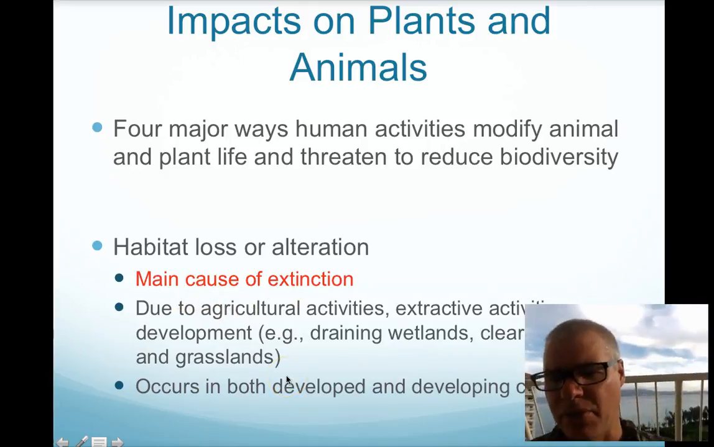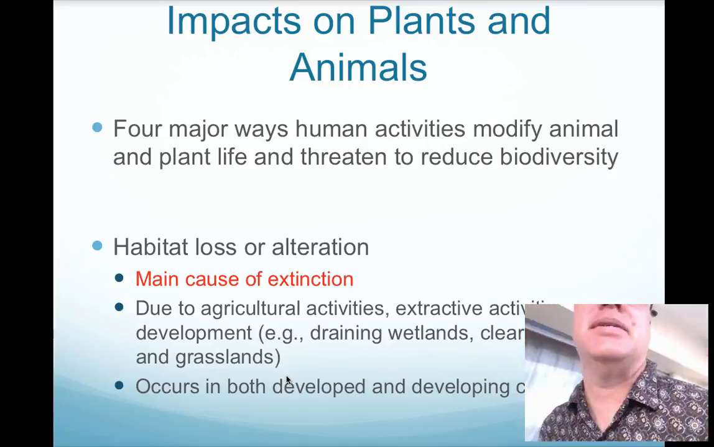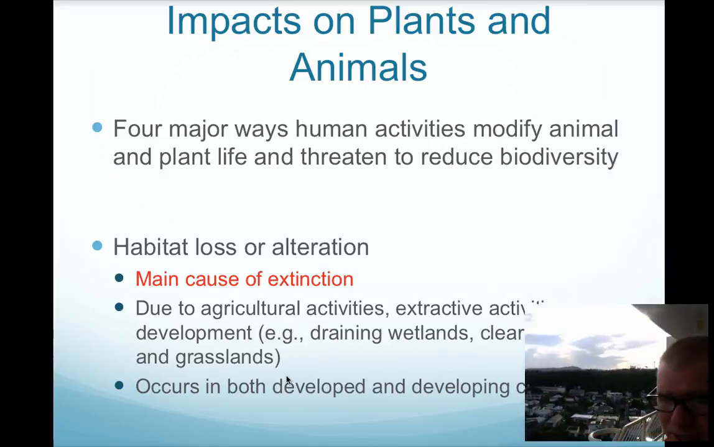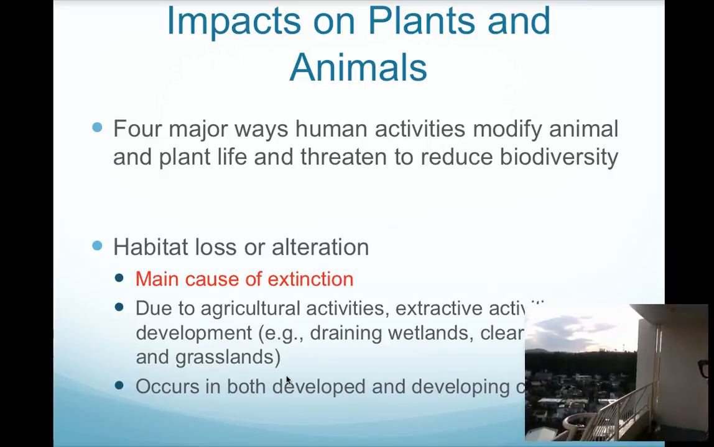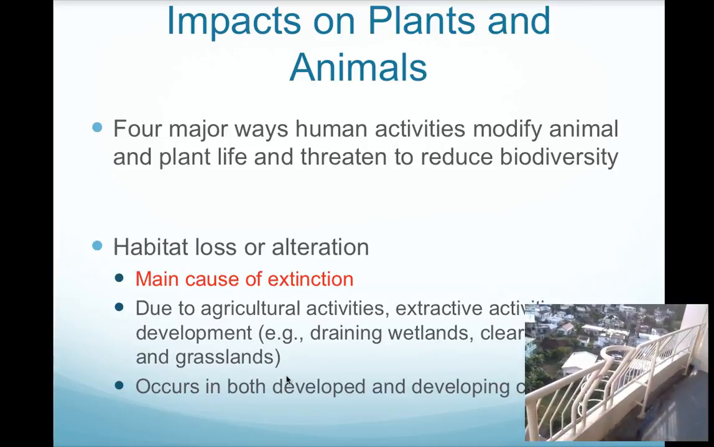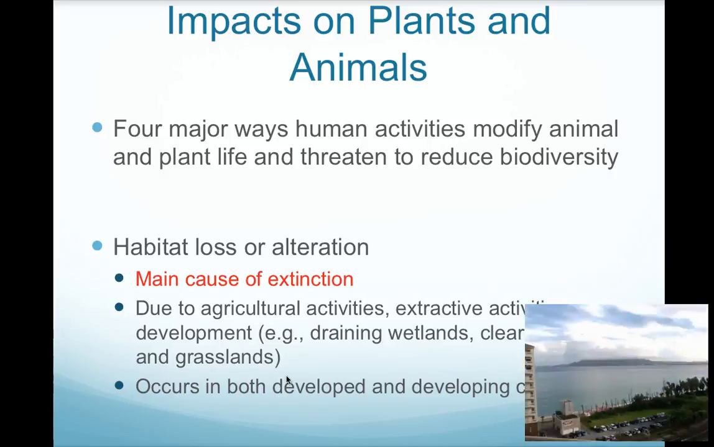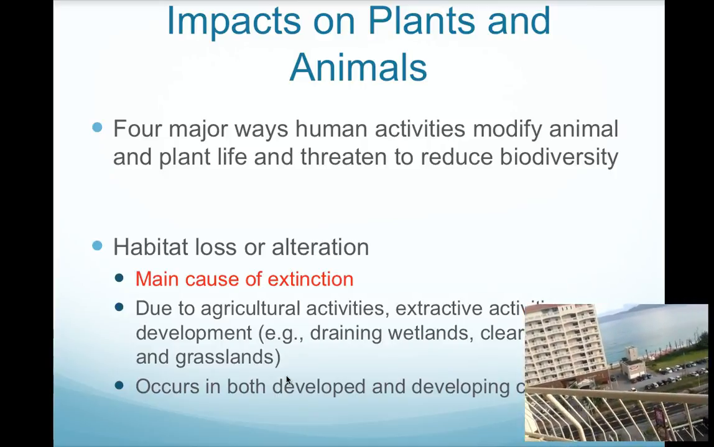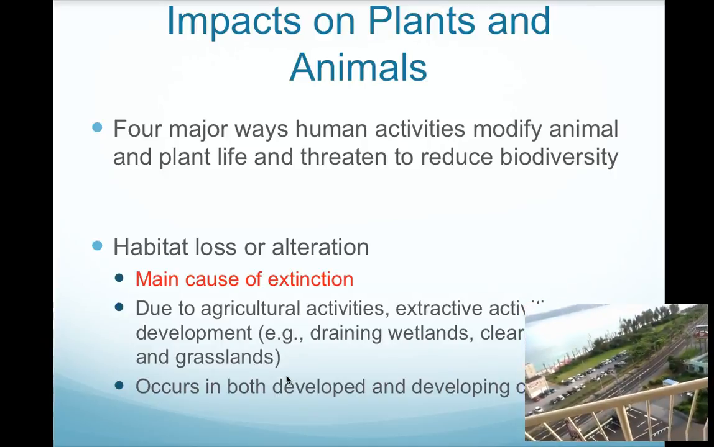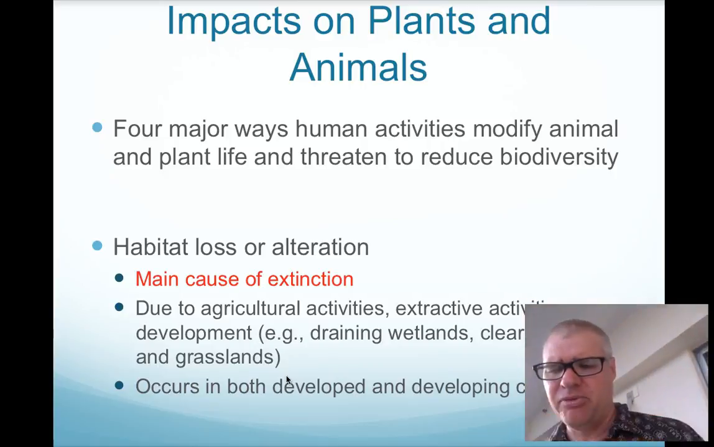So if you look at the environment that I am in today, we can see in the background, right there, we've got some forested habitat. But in the foreground, we see where human activities have built houses, built roads, built major highways, built really big hotels. And you can see that if this human activity wasn't here, this habitat would be very different.